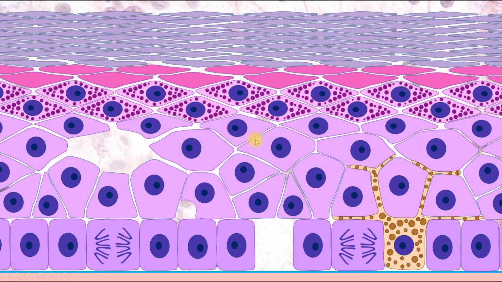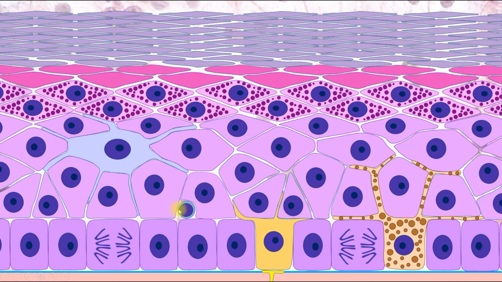Here we have melanocyte or pigment cell. It contains granules of melanin which protect our skin from ultraviolet light. Also we have Merkel cell, it's sensory cell. Also we have Langerhans cell, it's macrophage of epidermis. And also we have intraepidermal lymphocytes. Those cells provide immune functions, immune defense of epidermis.